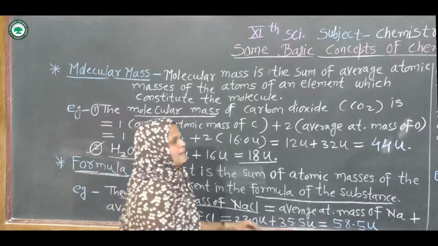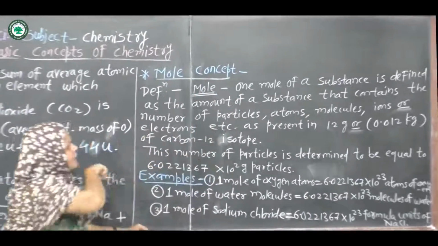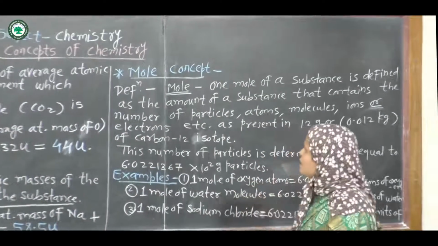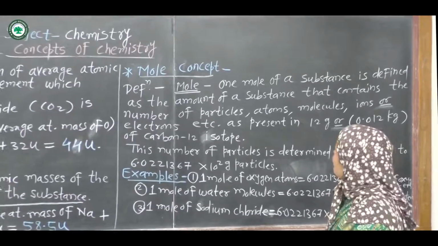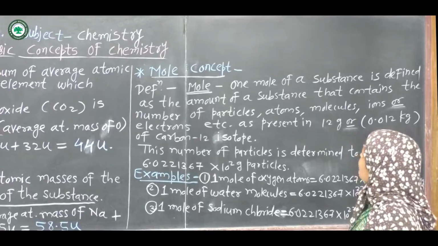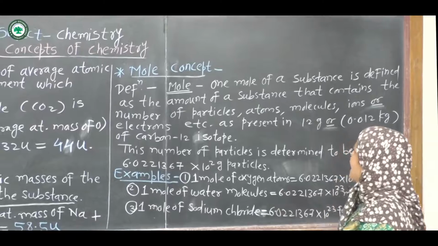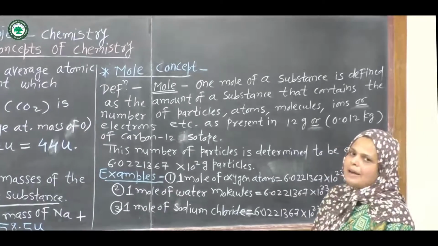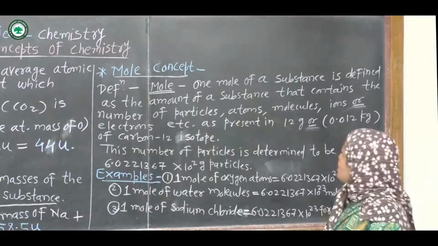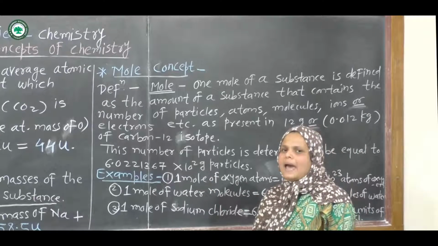The next point we see here is what is meant by the mole concept. In the mole concept, firstly, what is the definition of 1 mole? 1 mole of a substance is defined as the amount of substance that contains the number of particles, atoms, molecules, ions or electrons etc. as present in 12 gram or 0.012 kg of carbon 12 isotope.